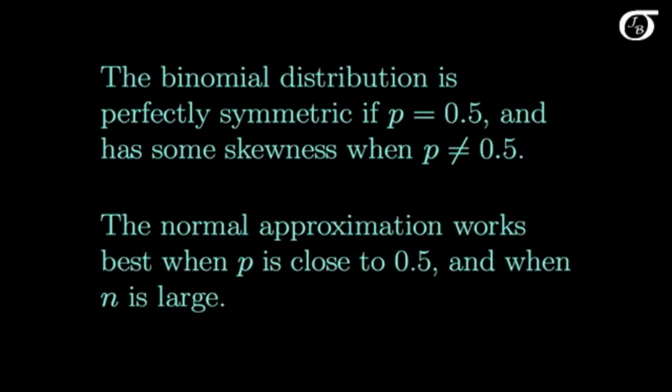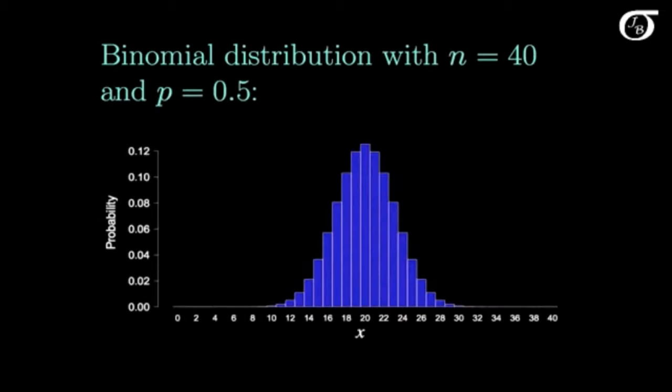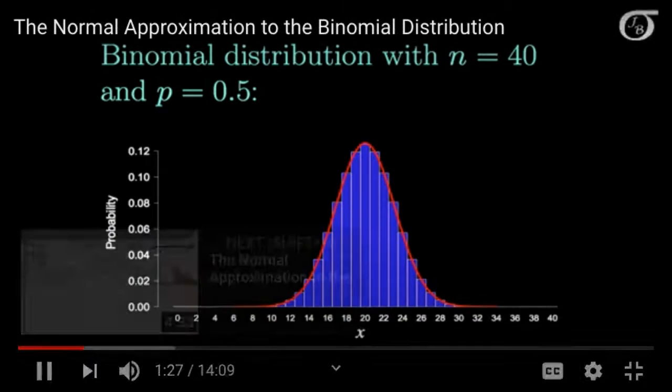Now you may recall that the binomial distribution is perfectly symmetric if p is exactly equal to 0.5 and will have some skewness when p is not equal to 0.5. A normal distribution is symmetric, so the normal approximation is going to work best when p is close to 0.5, and it's going to work better and better as we get a larger sample size. For illustrative purposes, here is the binomial distribution with n equal to 40 and p equal to 0.5. This is a perfectly symmetric distribution. If we superimpose a normal curve over it, it looks awfully normal.